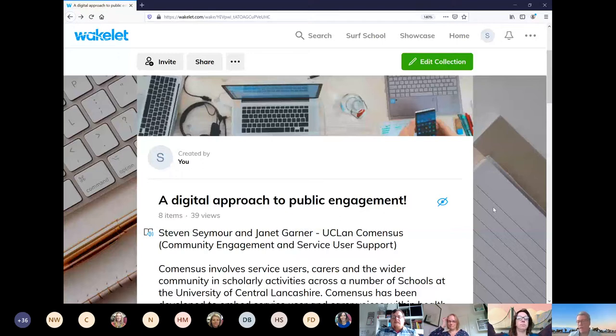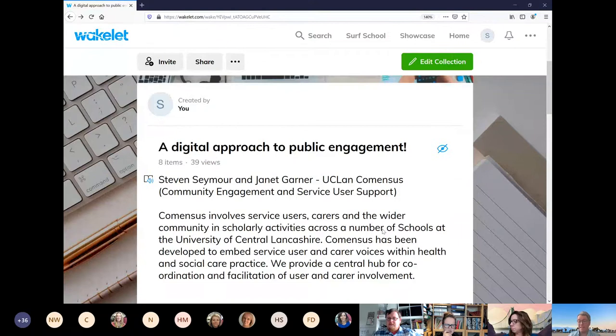Perfect. Okay, so my name's Stephen Seymour and I'm joined by my colleague Janet Garner, and we facilitate service user and carer engagement at the University of Central Lancashire. Historically that means that we recruit, train and support members of the public to share from their own experiences, usually in the classroom as well. So obviously we were presented with a bit of a problem. We're going to talk to you a little bit about our digital approach to public engagement and how our practice has changed.